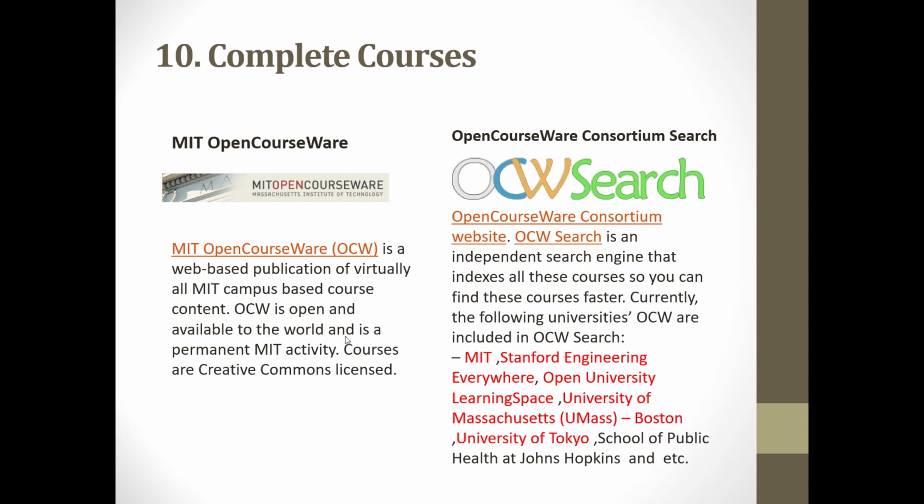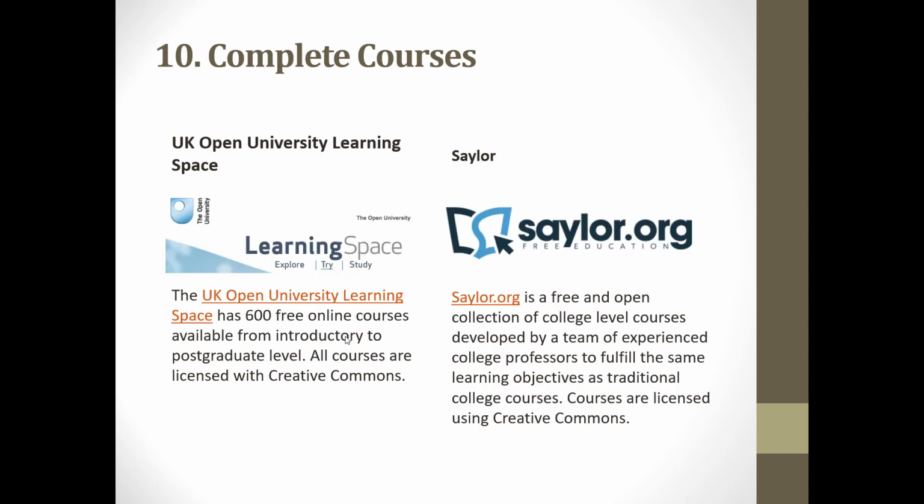MIT OpenCourseWare also, then also the Open Courseware Consortium search. So we could also look at this site to find complete courses. You have the UK Open University Learning Space. You have over 600 free online courses available from introduction to postgraduate level. Then Saylor.org is a free and open collection of college learning courses developed by a team of experienced college professors to fulfill the same learning objectives as traditional college courses.